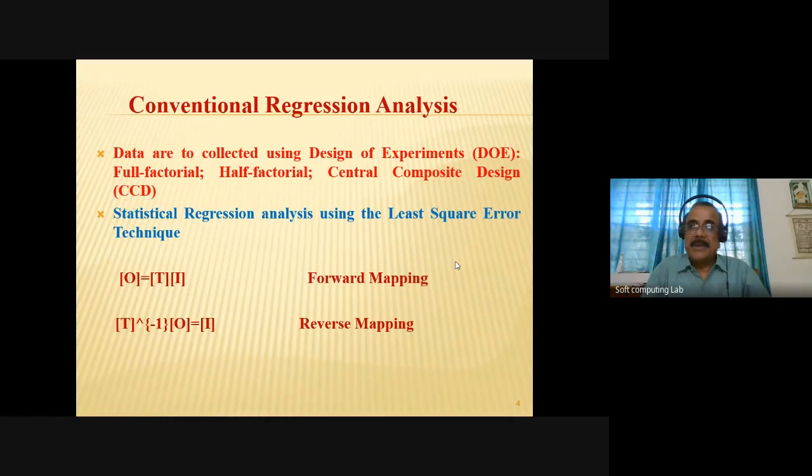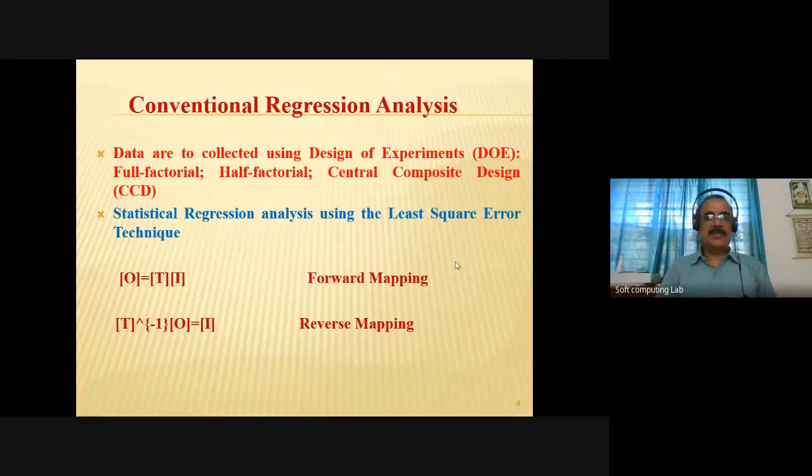Okay. Now what is the total number? 8 plus 6, 14 plus 3, 17. That is nothing but your central composite design. I think I am clear to all of you.